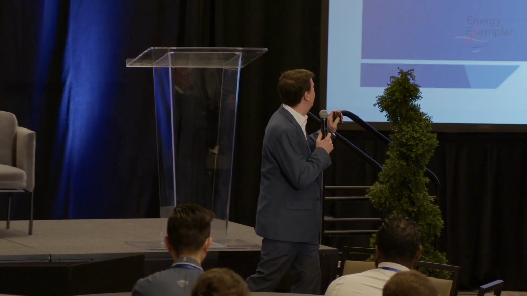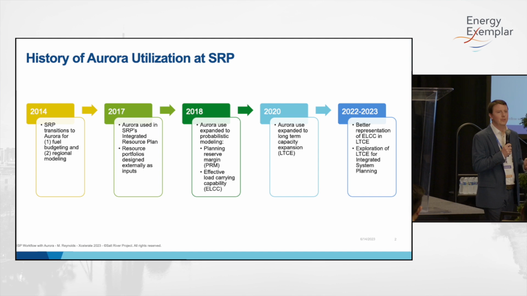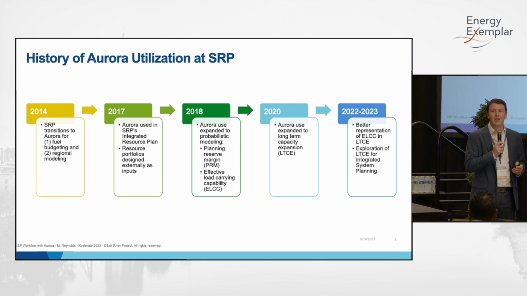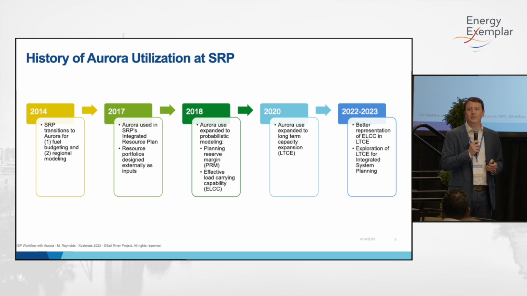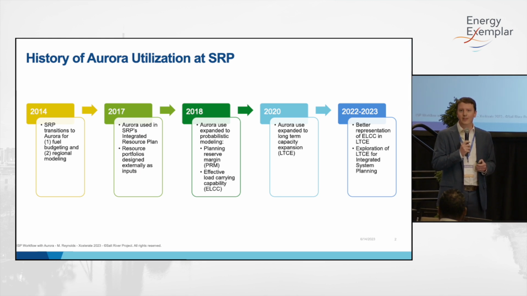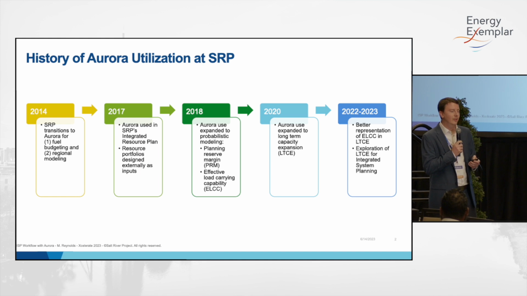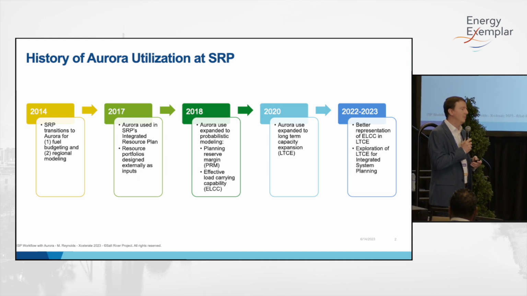So a little bit about us and how we've used Aurora in the past. SRP started using Aurora in 2014, primarily for budgeting purposes and for electric price forecast modeling, which means we were using the WEC database and also doing our own little system, two-zoned model.